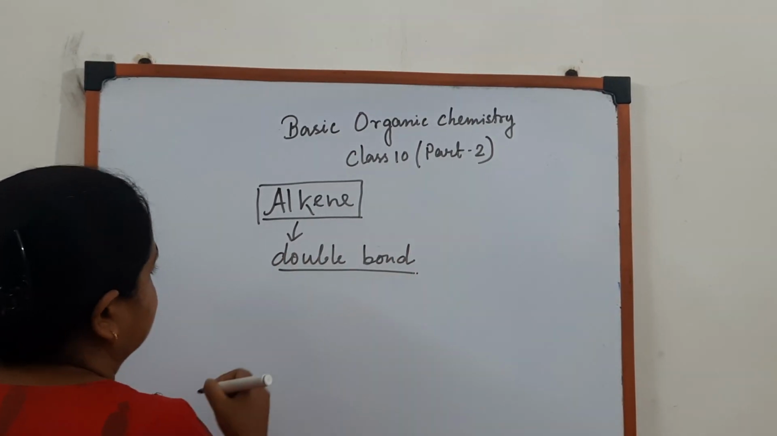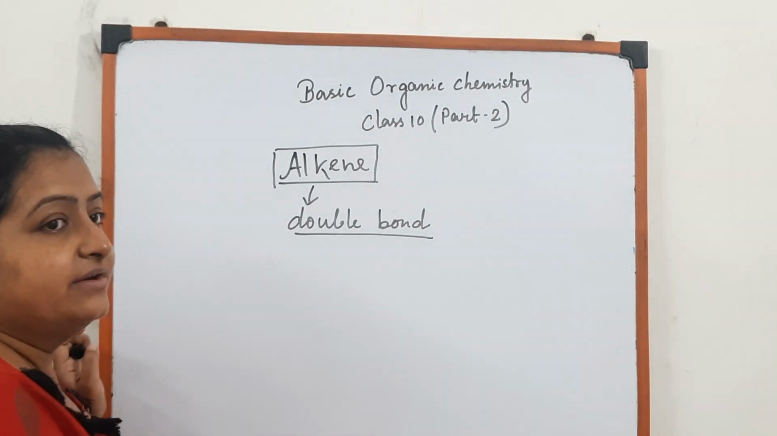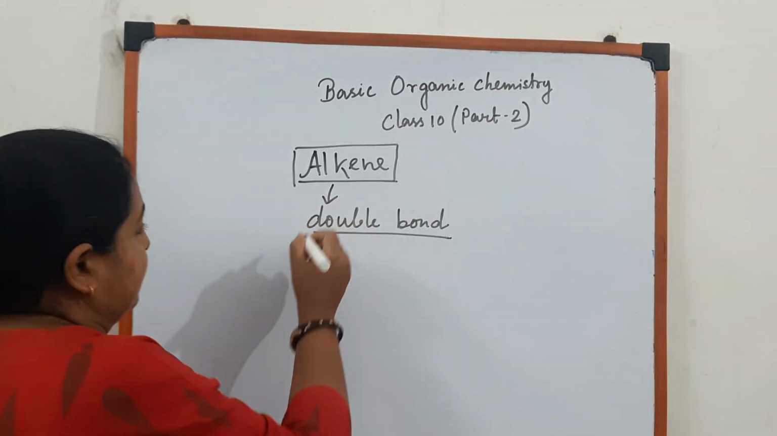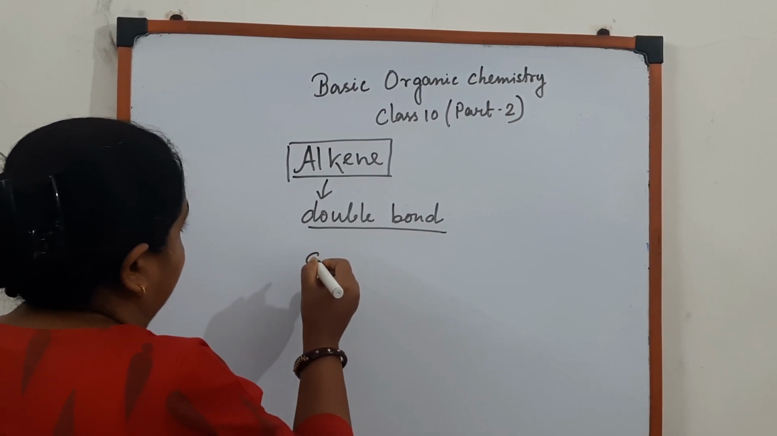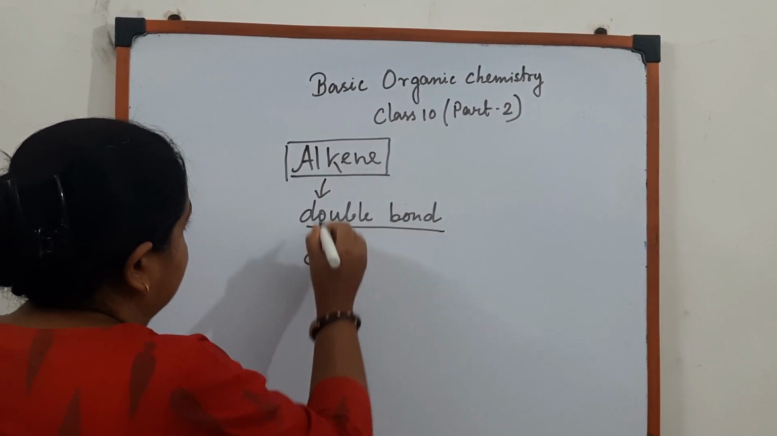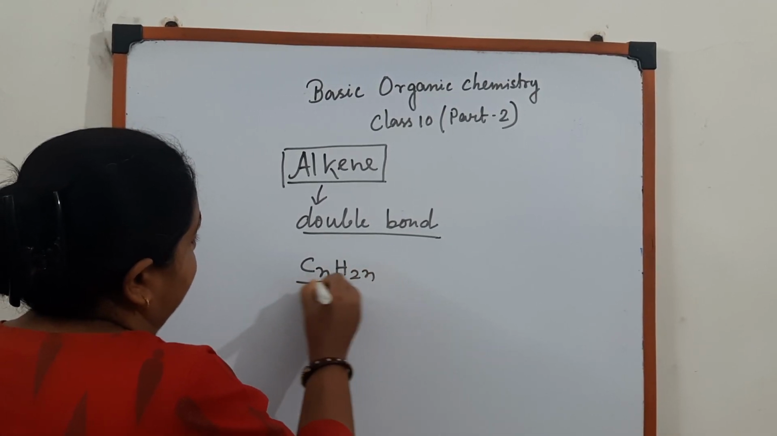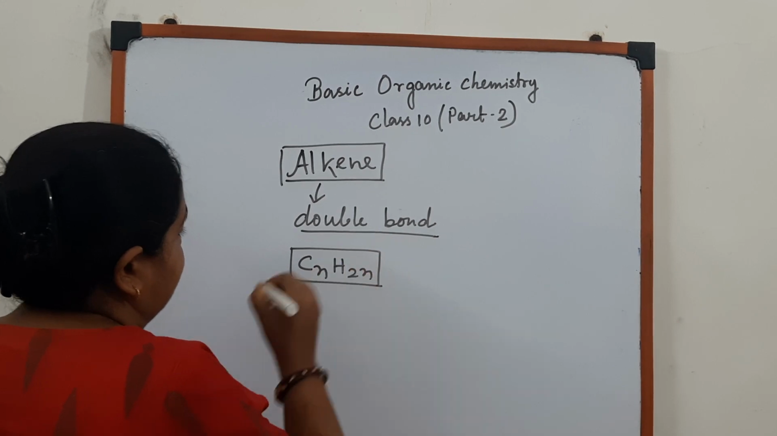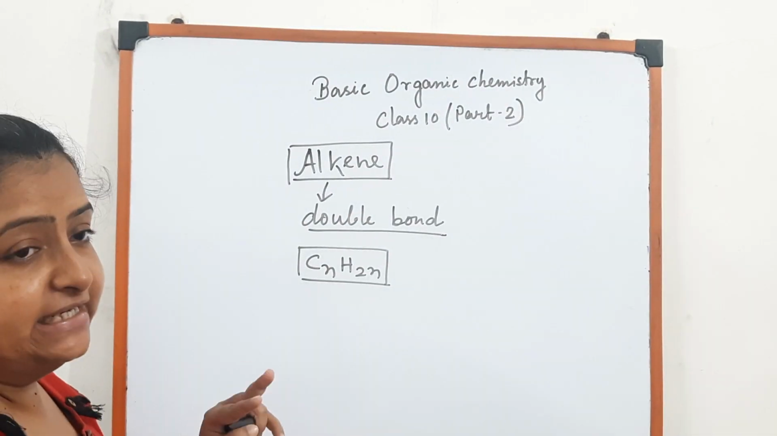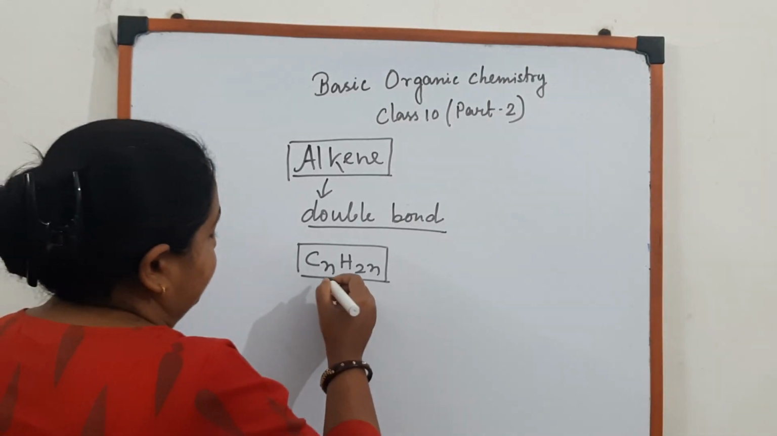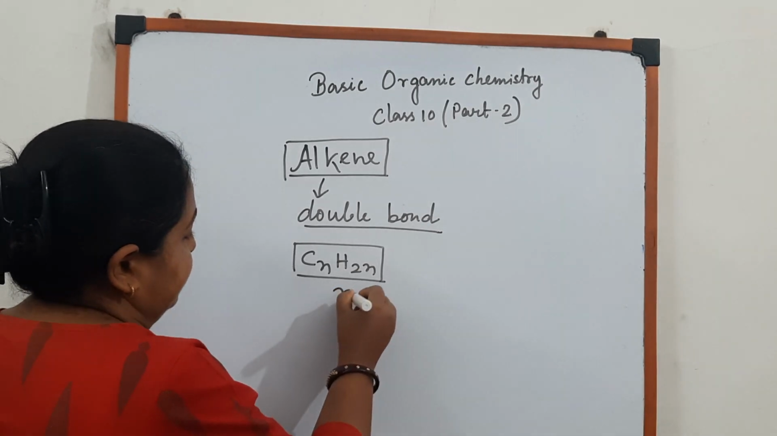These are also one type of hydrocarbon. Hydrocarbons means carbon and hydrogen containing compounds. Alkenes are also hydrocarbons where carbon contains a double bond. If we consider the general structure, that is the molecular formula of alkene, it is CnH2n. To give the double bond we need a minimum of 2 carbons, so we cannot have n equal to 1 here. So always n is greater than 1.